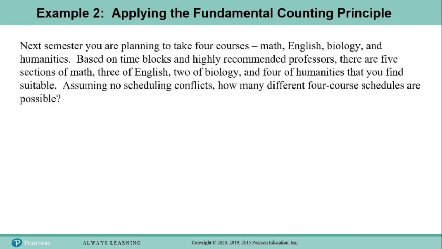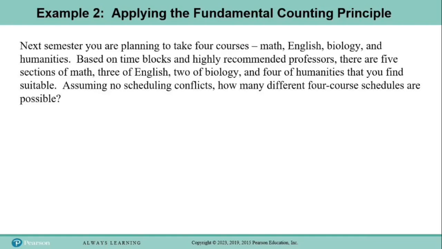And here's example 2. It says next semester you are planning to take 4 courses: math, English, biology, and humanities. Based on time blocks and highly recommended professors, there are 5 sections of math, 3 of English, 2 of biology, and 4 of humanities that you find suitable. Assuming no scheduling conflicts, how many different 4-course schedules are possible?